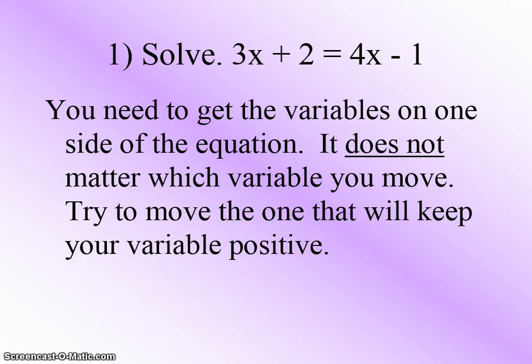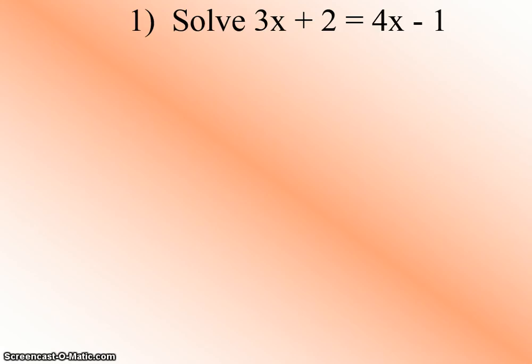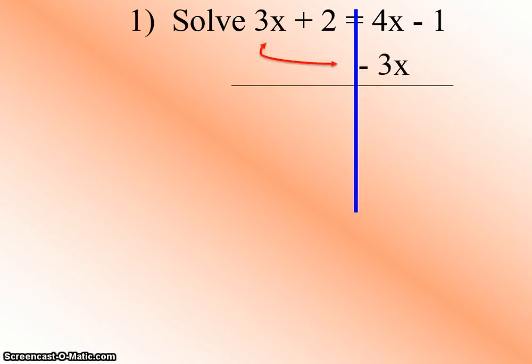Now, in this case, you need to get the variables on one side. It does not matter which variable you move, just try to make the one that you move keep your variable positive. So in this case, we're going to move the 3x to the other side. Remember Ms. Swigart's rule, take it to the other side and do the opposite. So it's positive, we're going to make it negative 3x. And we're going to come out with a positive x, or a positive 1x.